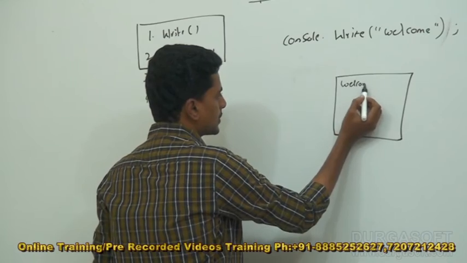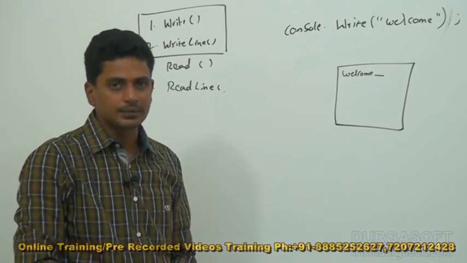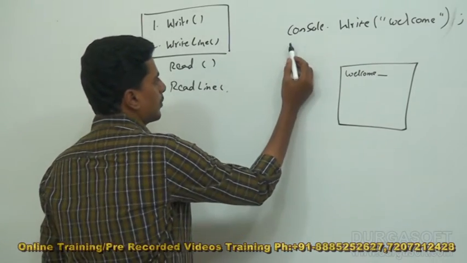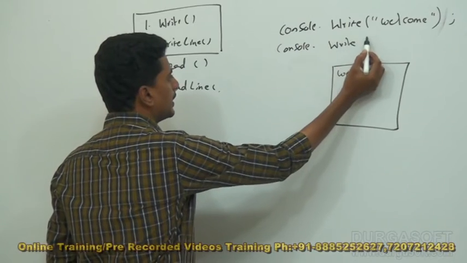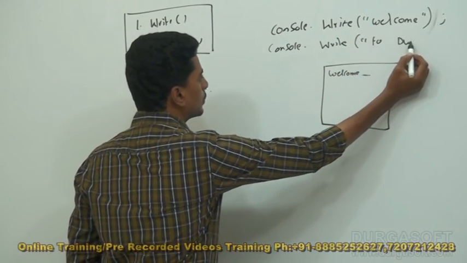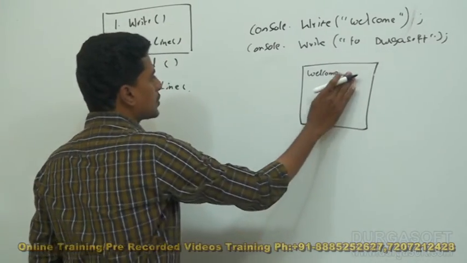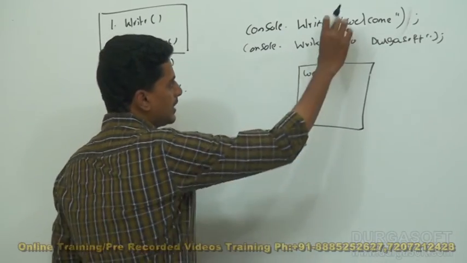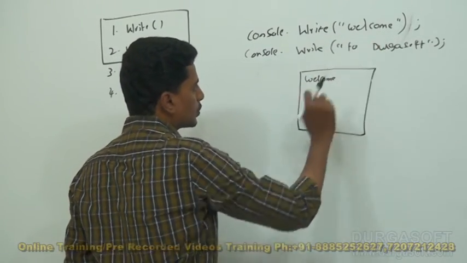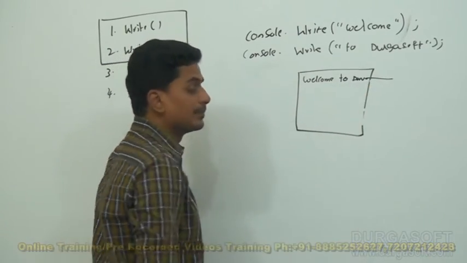Then welcome is displayed in this output. Then the cursor is blinking within the same line. That means, for example, if I write one more statement, console.write welcome to DURGASOFT, then with the console.write statement and the console.write statement, welcome to DURGASOFT will display in the same line.